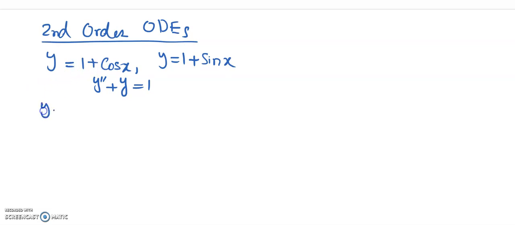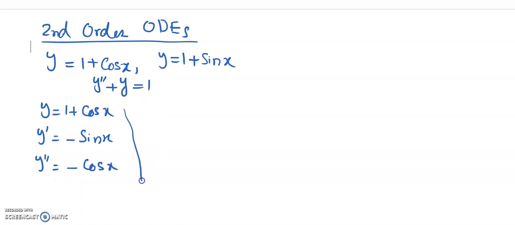From the first solution, y is equal to 1 plus cosine x, which gives y prime is equal to minus sine x, and y double prime is equal to minus cosine x. So if I input these values over here, it will be minus cosine x plus y, and y is 1 plus cosine x, is equal to 1. That is the right hand side. So minus cosine x plus cosine x cancel, so it will be 1 is equal to 1. So it means that y is equal to 1 plus cosine x is the solution of y double prime plus y is equal to 1.